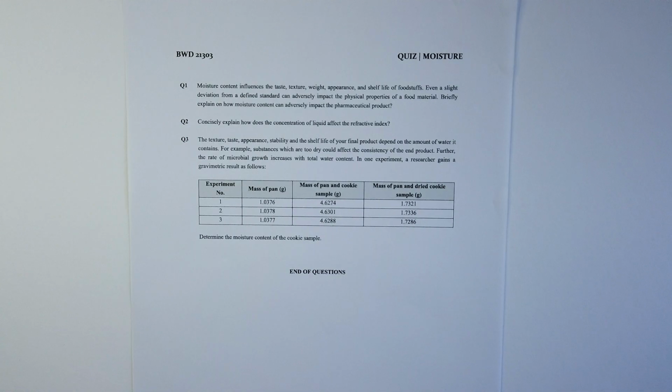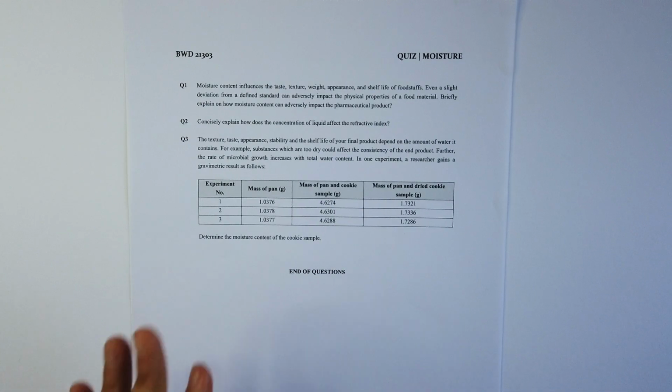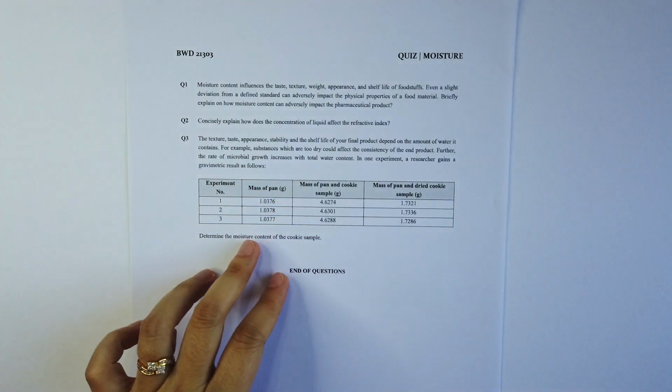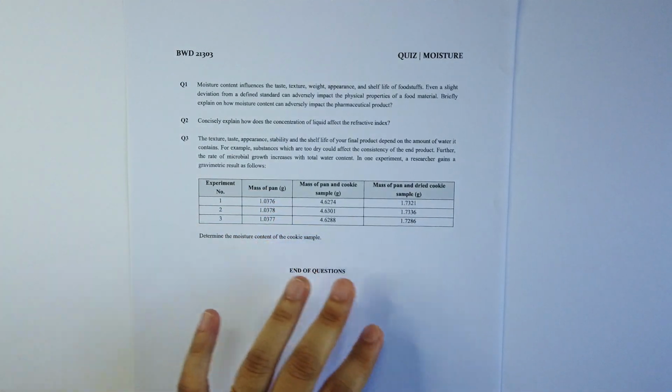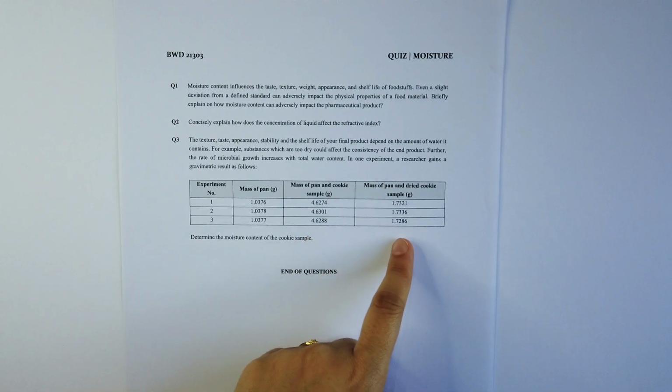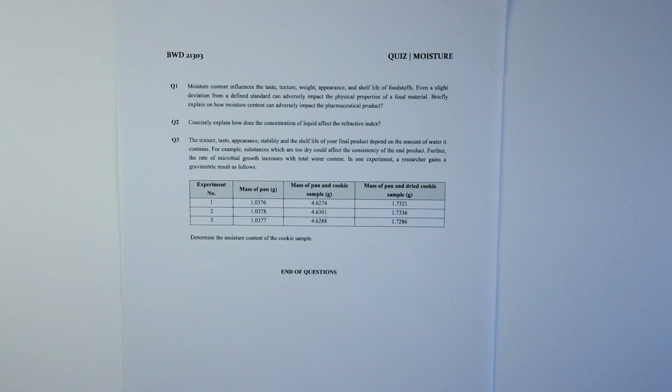In one experiment, a researcher gains gravimetric results as below. Okay. So altogether, we have 3 experiments. So this is the mass of pan, right? And then this is the mass of pan and the cookie sample. Then this is the mass of pan and the dried cookie sample. So determine the moisture content of the cookie sample.